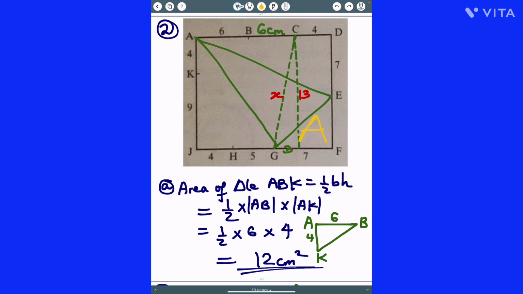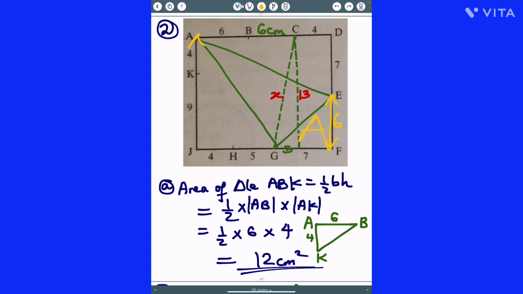Now, these are the two sides of our trapezium. 6, this whole is 13. Take 7 from 13, you get 6. This side too is 4 plus 9, 13. KJ is 9 and AK is 4. So that gives us 13. So I have two sides of my trapezium, 13 and 6.